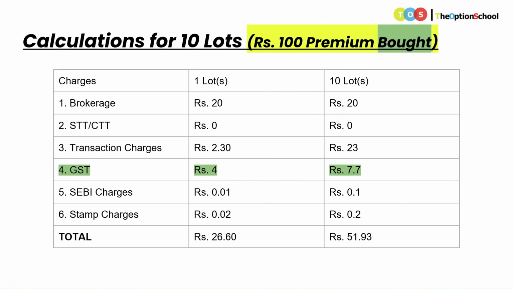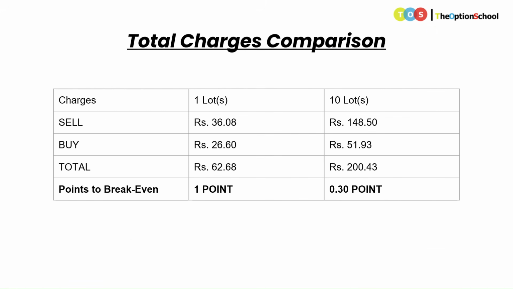Similarly, in case of buying, when you buy one lot, it is 26.60, and when you buy 10 lots, the total cost is 51.93. So if I divide 51.93 by 10, it will be 5.1. So this is the total charges comparison. Again, everything is compared post 1st April.